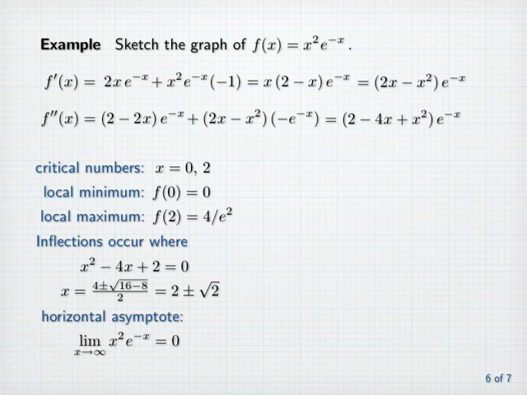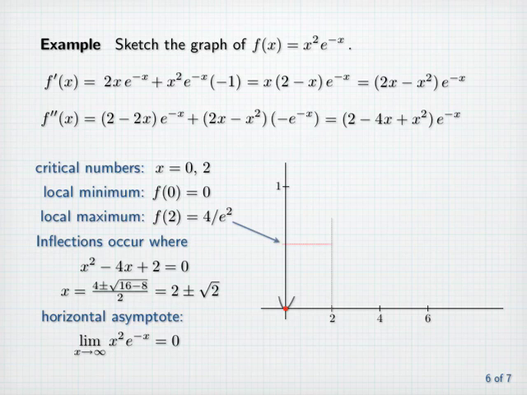Now let's sketch the graph. We'll begin by plotting the point 0, 0, and recalling that the function has a local minimum there. Now the value at 2, where f has a local maximum, is 4 over e squared, which is a little bit less than 1/2. So we'll plot the point there and then indicate that we have a local maximum. The numbers 2 plus and minus the square root of 2, where inflections occur, are located here and here. And let's indicate that y equals 0 is a horizontal asymptote.